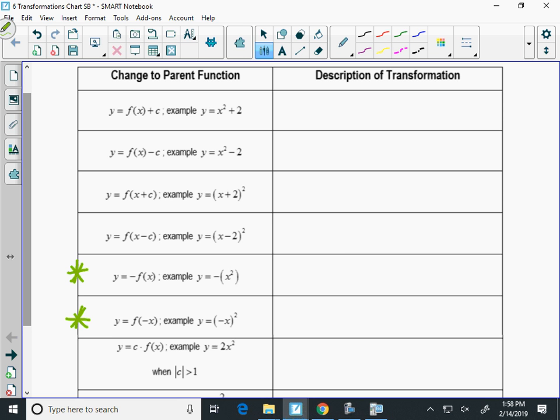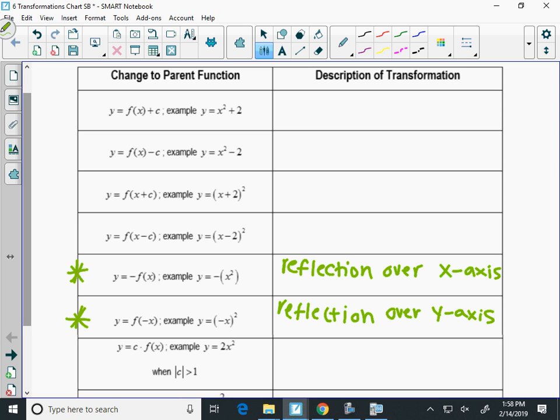So based off what's written, what's this saying for us to do if it's negative f of x? It's a reflection over the x-axis. The second one, the negative's on the inside with the x. So the example, negative x squared. What type of reflection is this? Reflection over the y-axis. Whenever the negative's on the outside, we're reflecting it over the x. Whenever the negative's on the inside, we're reflecting it over the y. Outside x, inside y.